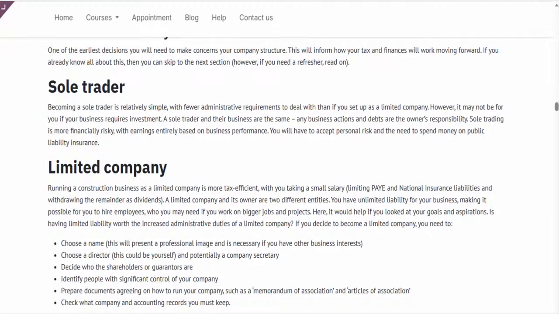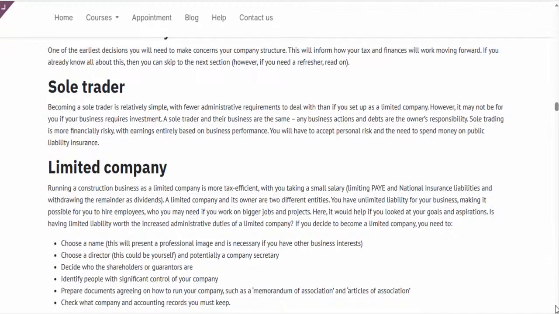Sole trader: becoming a sole trader is relatively simple, with fewer administrative requirements to deal with than if you set up as a limited company. However, it may not be for you if your business requires investment. A sole trader and their business are the same. Any business actions and debts are the owner's responsibility. Sole trading is more financially risky, with earnings entirely based on business performance. You will have to accept personal risk and the need to spend money on public liability insurance.